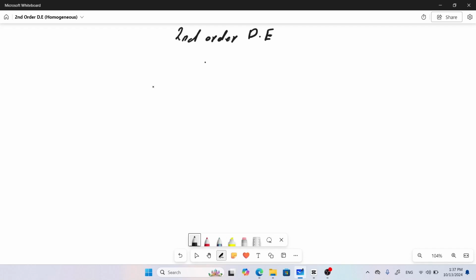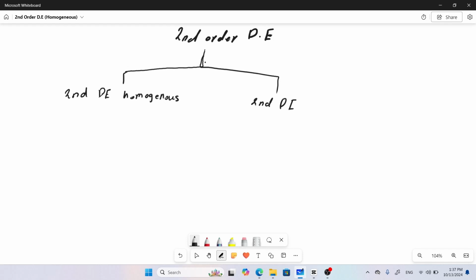In this one we'll be discussing second order differential equations. Now, the second order differential equations split into two categories. We have a second order DE, or differential equation, that is homogeneous, and we have the second order differential equation that is non-homogeneous.